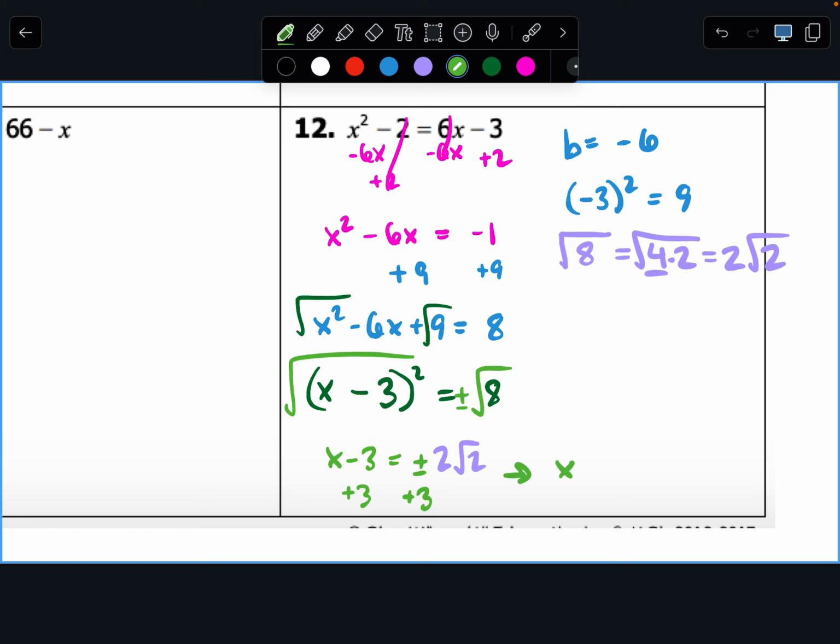again, you can just write it as so. x equals 3 plus or minus 2 root 2. If you prefer to write it out separately, that's fine too, but I will accept this. Questions?